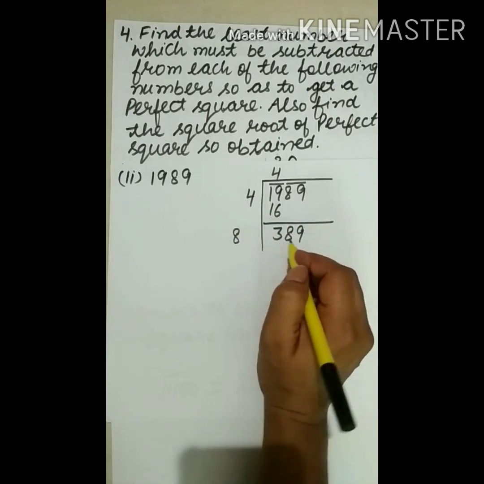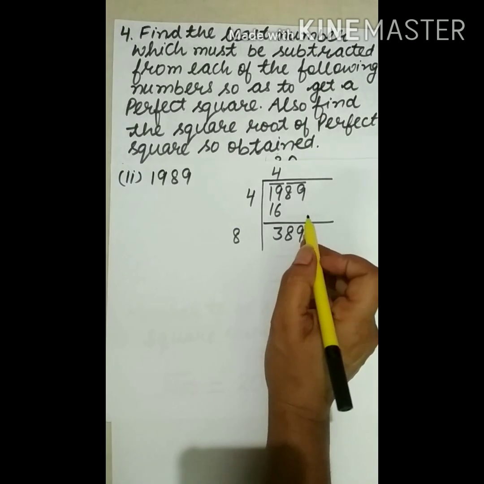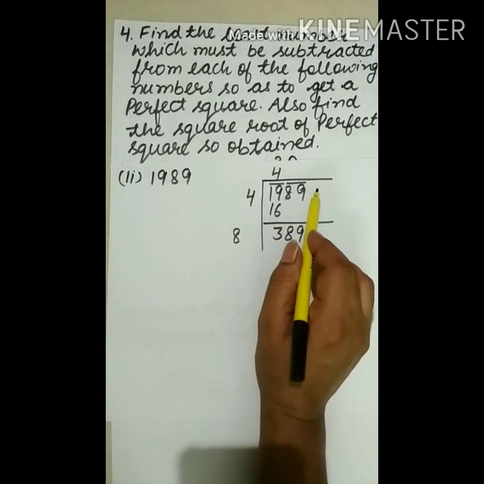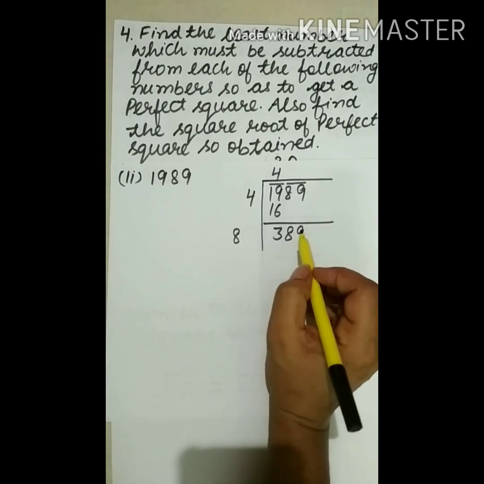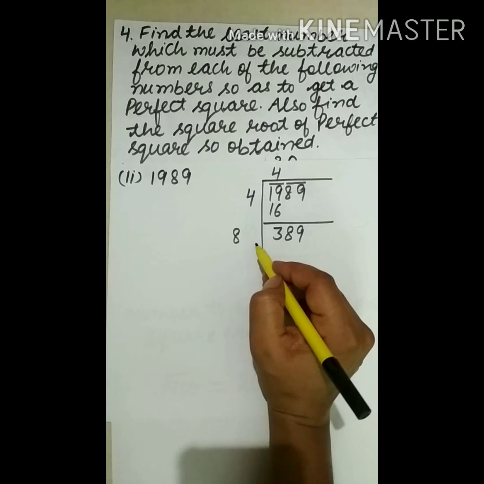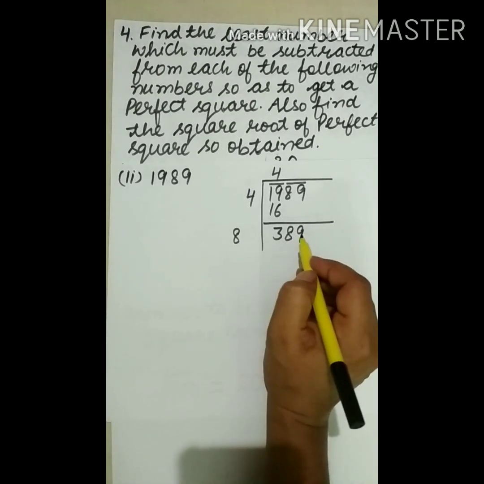Now students, as we know that this 389, or you can say this 1989, is not a perfect square, we need not see the unit digit. Now I'll see the number here which will be nearest to 389.